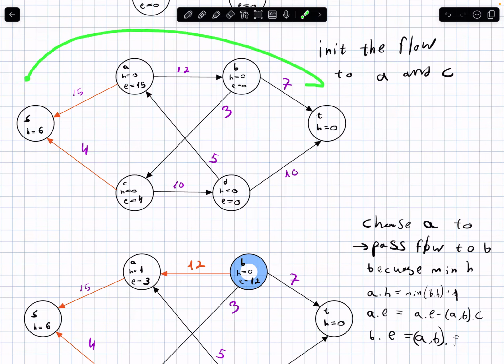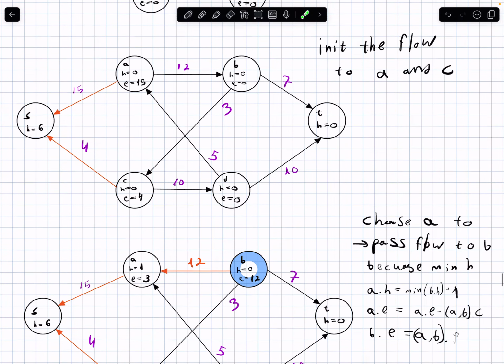So meaning we have this graph because this is the residual edge backwards. So this is 15, this is 4, and now we have the excess in both of them. Here is 4 and here is 15 because this is the capacity. Okay, then we'll go to the next step.